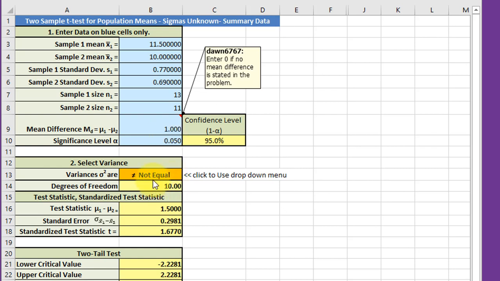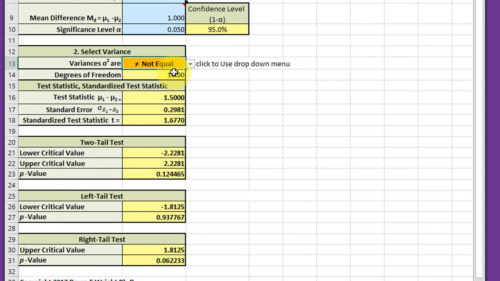We need to remember to set this drop down either to equal or not equal. This problem is not equal. And the calculator will calculate the degrees of freedom, and gives us the test statistic of 1.5, which is just the difference in the means. We calculate the standardized test statistic, which is 1.6787. And then we're given the information with the critical values and the p-values for the two-tail, left tail, and right tail tests.